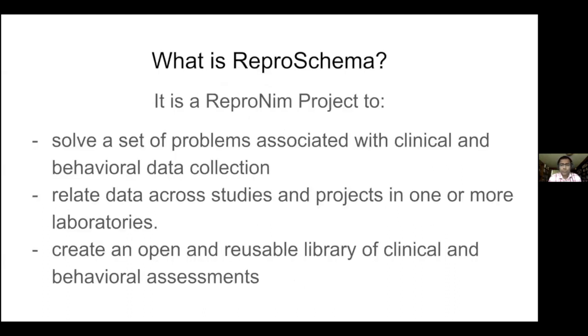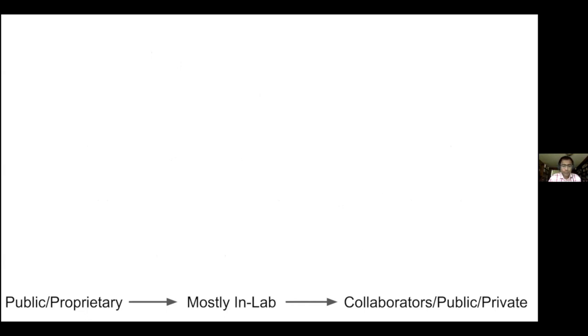So let's start with a very brief intro to what is ReproSchema. It is a ReproNim project, and it was intended to solve a set of problems associated with clinical and behavioral data collection. It was hoped that we could use this to relate data across studies and projects in one or more laboratories. And finally, to create an open and reusable library of clinical and behavioral assessments. So that was the overarching notion. What I'm going to do is walk through the history of this project a little bit, but specifically focusing on some of the challenges that come about. So most of you are going to be familiar with the next few things that I'm going to talk about.